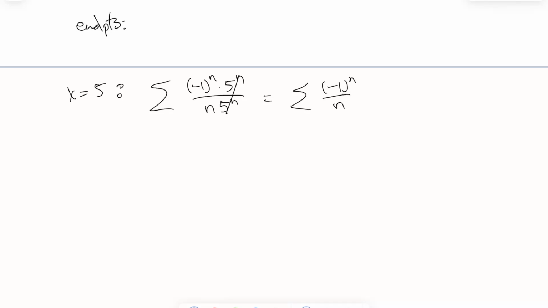This I recognize as the alternating harmonic series, the alt-harm, which converges. It actually converges to ln of 2 or whatever, but I don't care about that specifically. This one converges at x equals 5.